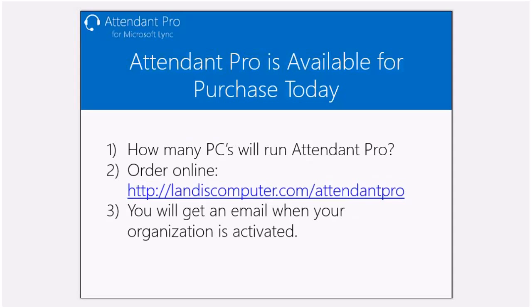Attendant Pro is available for purchase right now. All you need to do is check how many PCs will run Attendant Pro, and you can go to landiscomputer.com/Attendant Pro and order it, or work through an Attendant Pro partner. Ask them, and they can help you out as well. Select how many PCs you want to run Attendant Pro, and order that number of licenses. You will get an email when your organization is activated. Remember that Azure Web Service. We just activated it on the back end, and you're ready to roll.